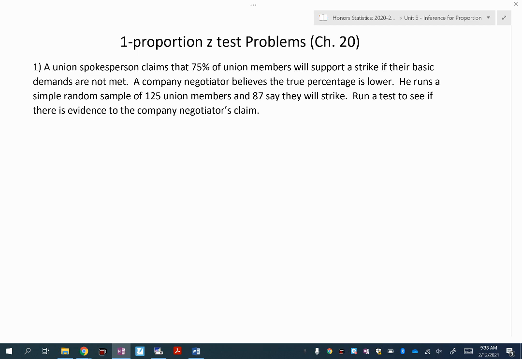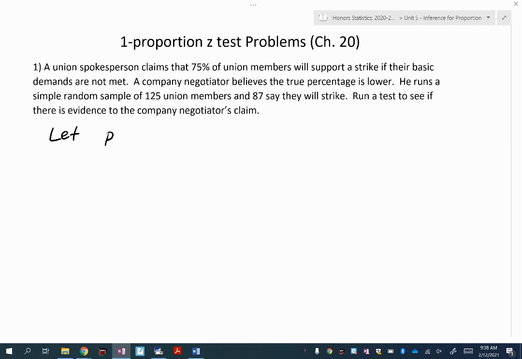We have to see if there's any evidence for the company negotiator's claim. All right, so the first thing we have to do is define the parameter. So let P, what's our population proportion here? What am I going to write? That's exactly right. We're starting with the statement to say what P is. We'll get to the actual number, but in general, you want to define what your letter P is, so that when we make our conclusion at the end, we understand what we've been talking about.